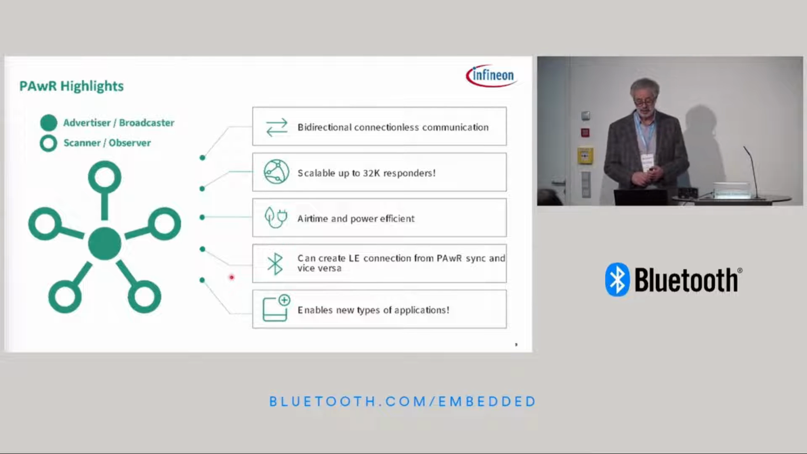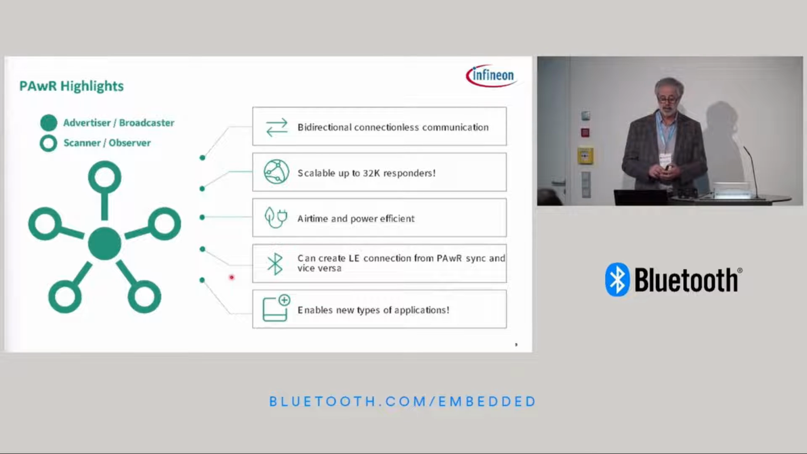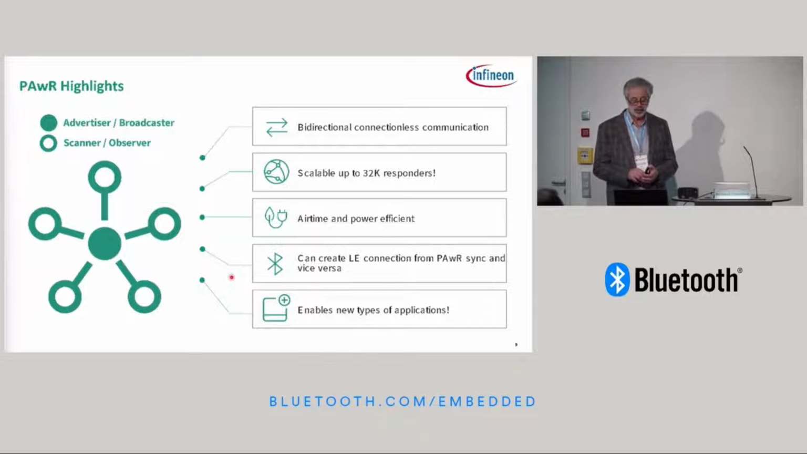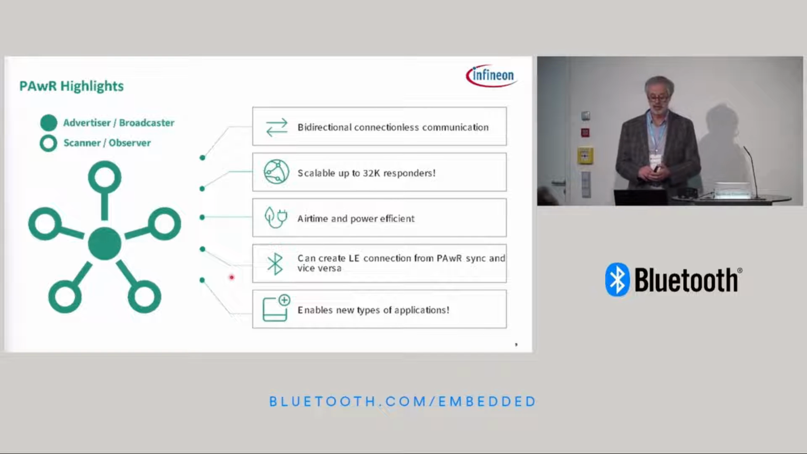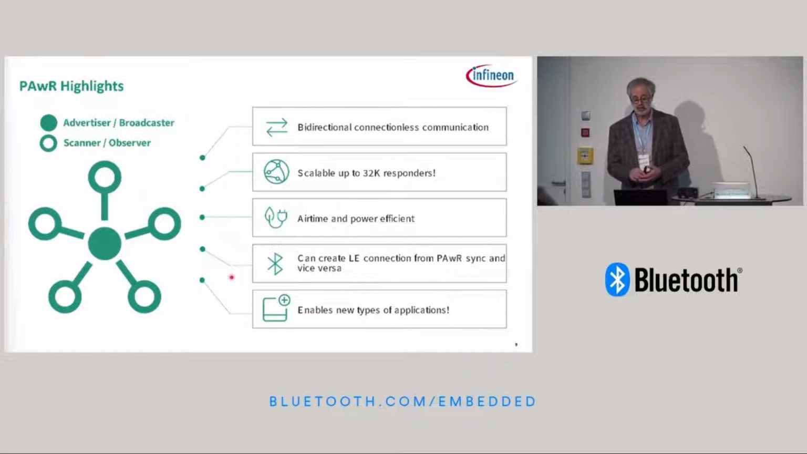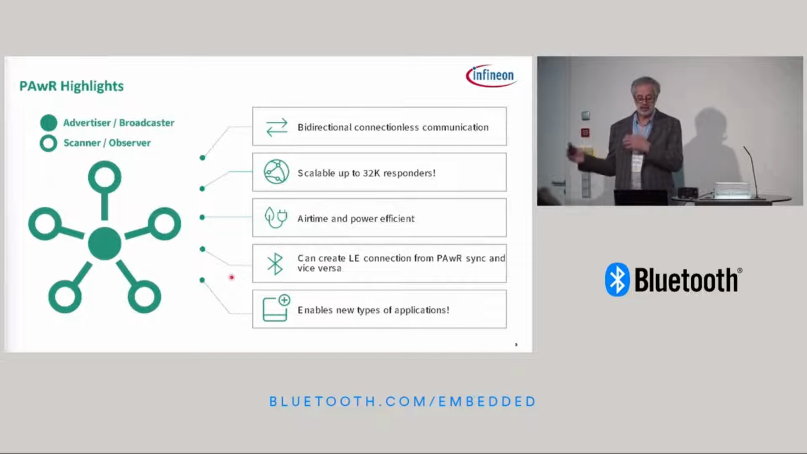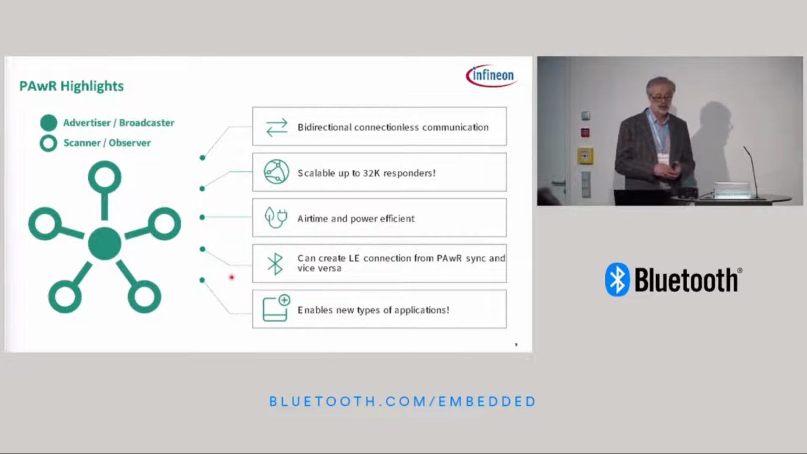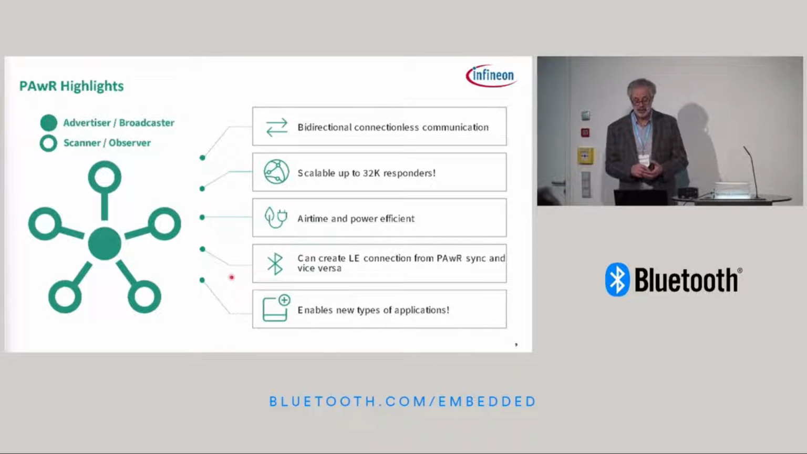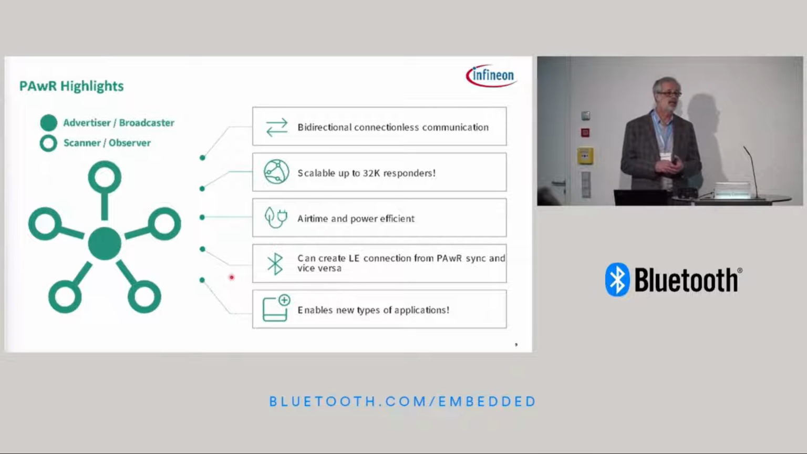All right, so just to summarize PAwR features, there's first bidirectional connectionless communications. So there is no connection between devices, but you're allowed to send data from central to peripheral and from the peripheral to central. It is scalable. You can do 32,000 responders, and it is very efficient compared to the normal mesh.